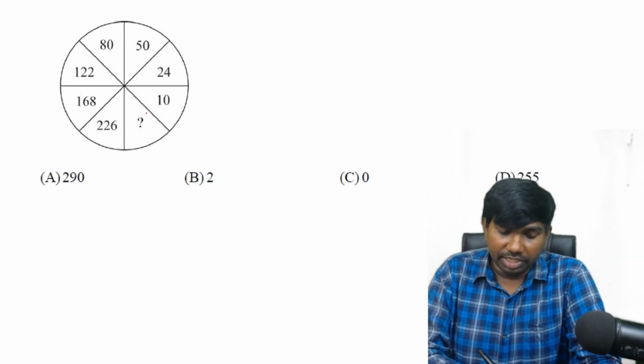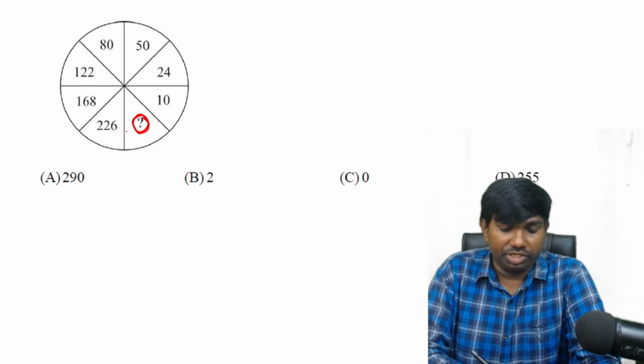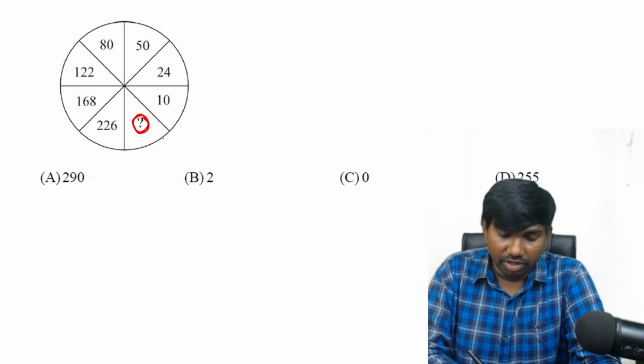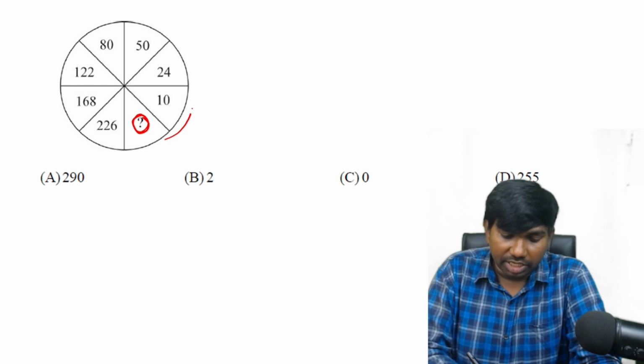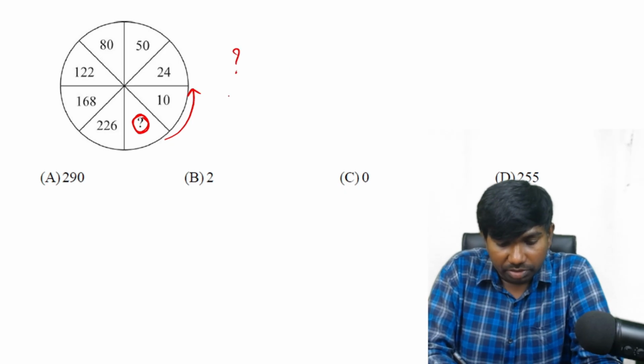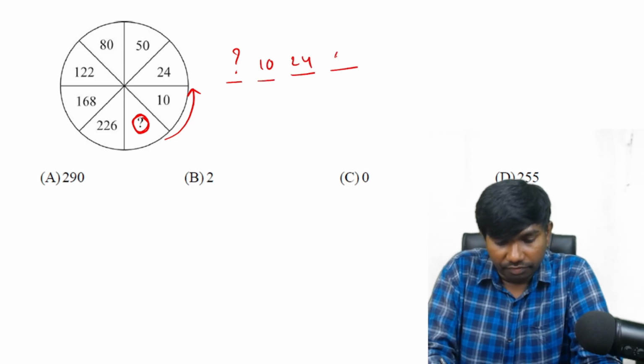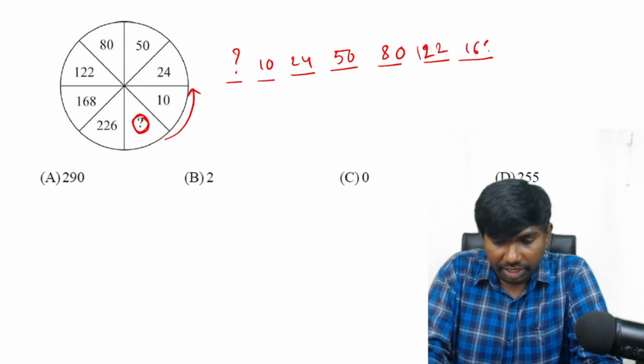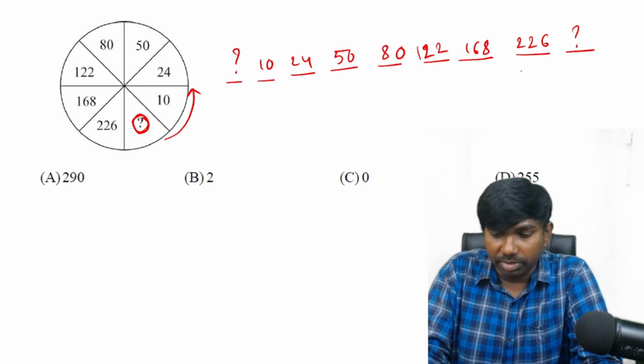While taking the series completion type, don't forget to take the question mark in two locations because it is cyclic. We don't know whether we have started with the question mark or ended with the question mark. That's why: question mark, then 10, 24, 50, 80, 122, then 168, then 226, and then question mark again.